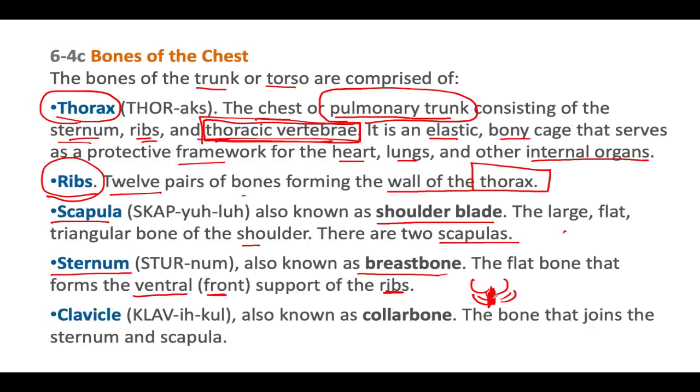support, the connection point. Then we have the clavicle, also known as the collarbone, the bone that joins the sternum and scapula.